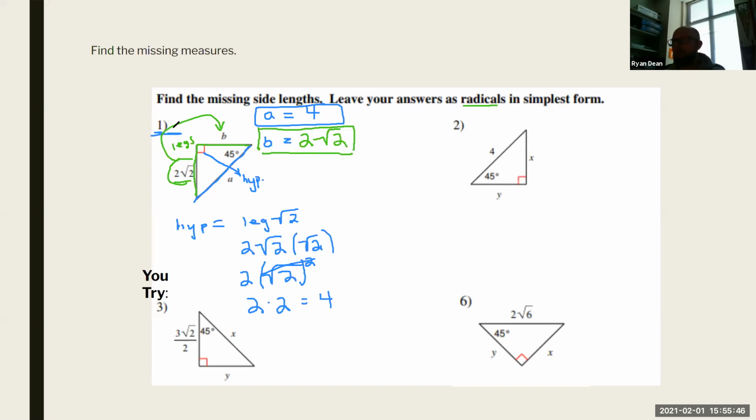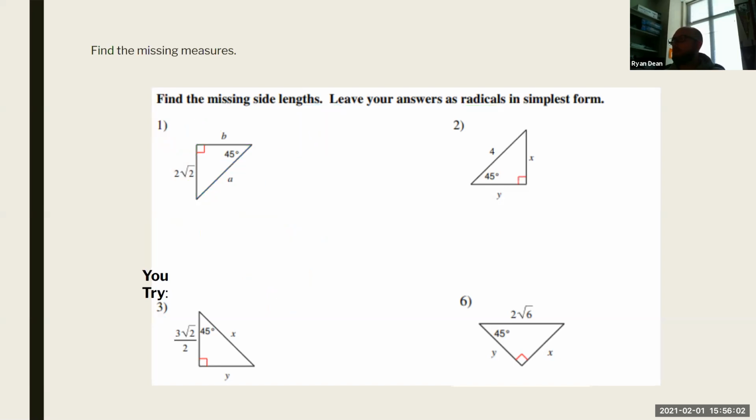Okay, we're going to pause, and you can try number 3. All right, so we're back. With number 3, here is the work that you should have shown for number 3.